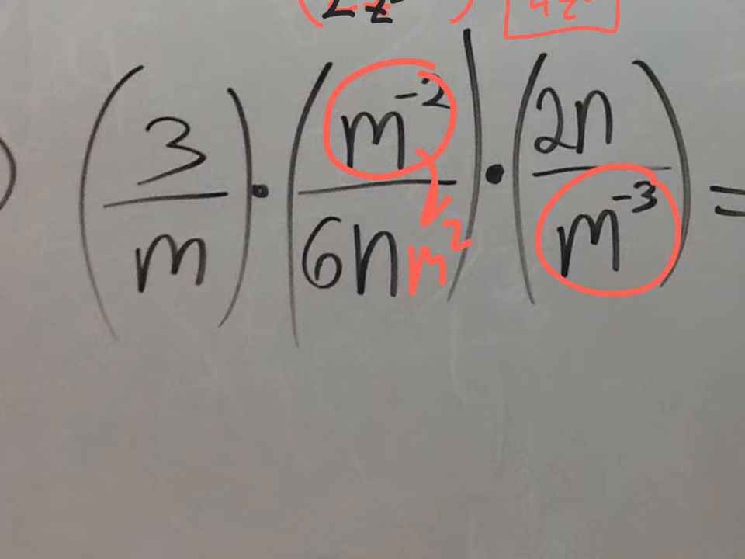This m to the negative 3, you're going to move it up. It's going to become positive. Positive m to the 3 up there. I want to scratch it out because I already moved it.